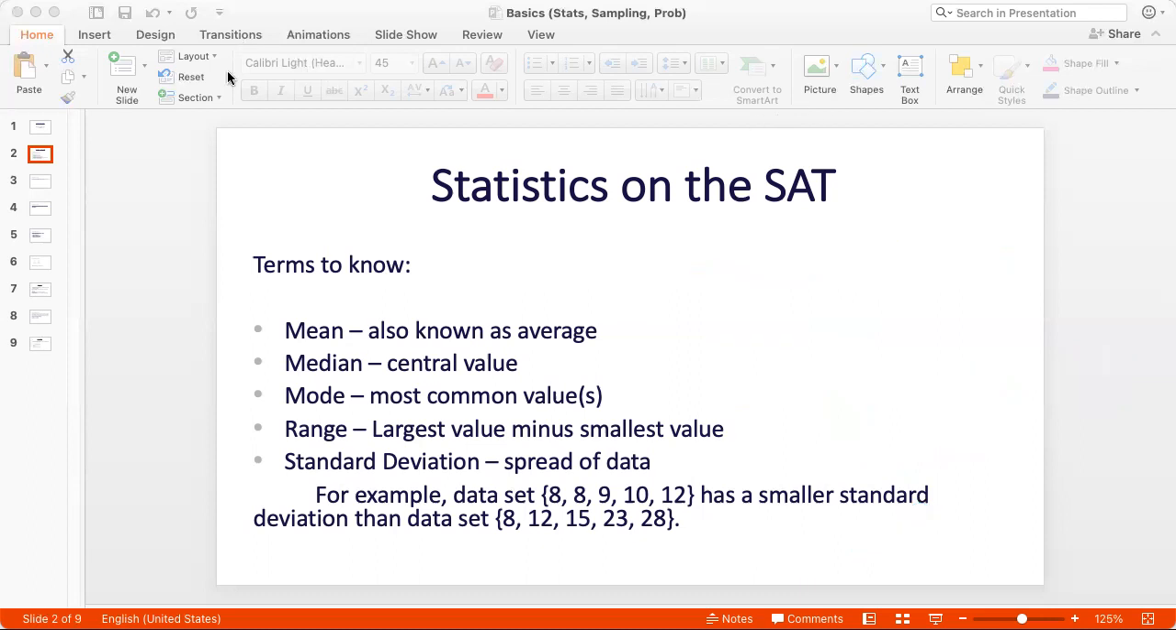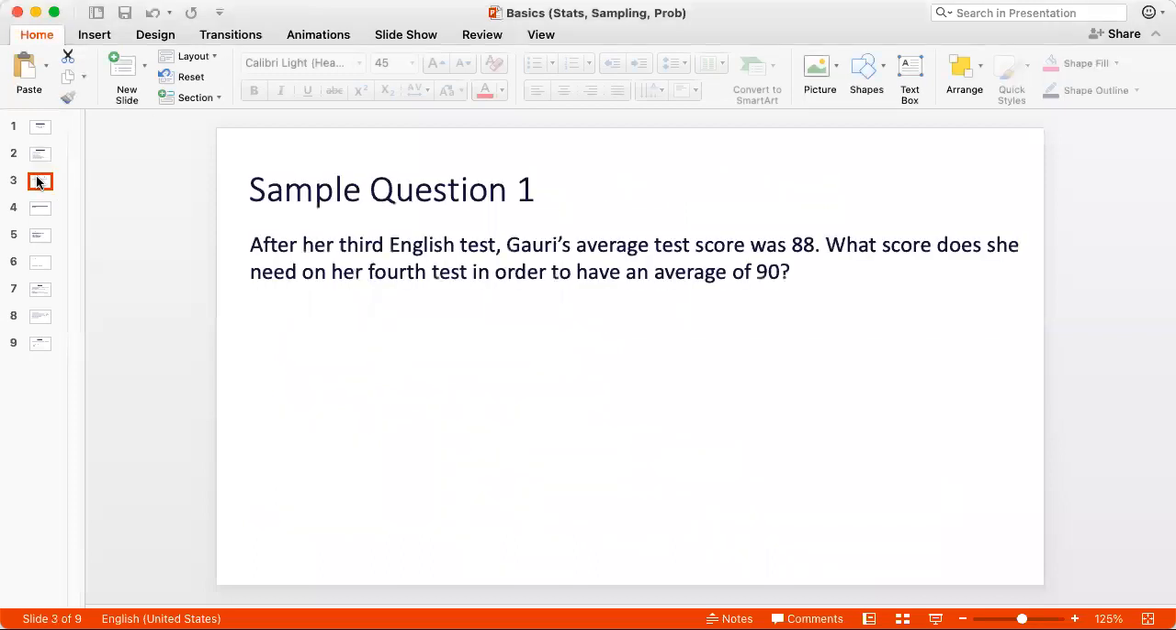Okay, so let's do some problems. After her third English test, Gauri's average test score was 88. What score does she need on her fourth test in order to have an average of 90? Okay, so let's say T1, T2, and T3. These are the three scores.